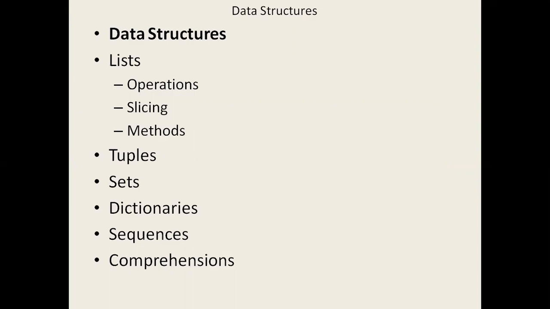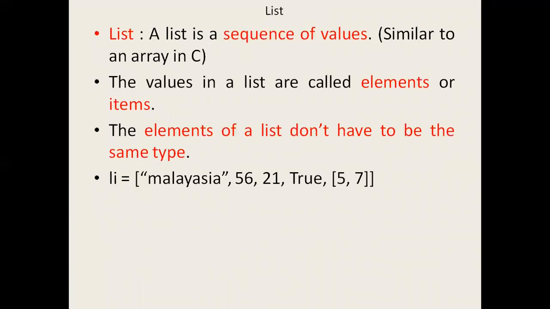In this lecture, let us talk about the most versatile, very important, and frequently used data structure: lists. A list is a sequence of values. A list is similar to arrays in C. The values in a list are called elements or items. The items of a list don't have to be of the same type.